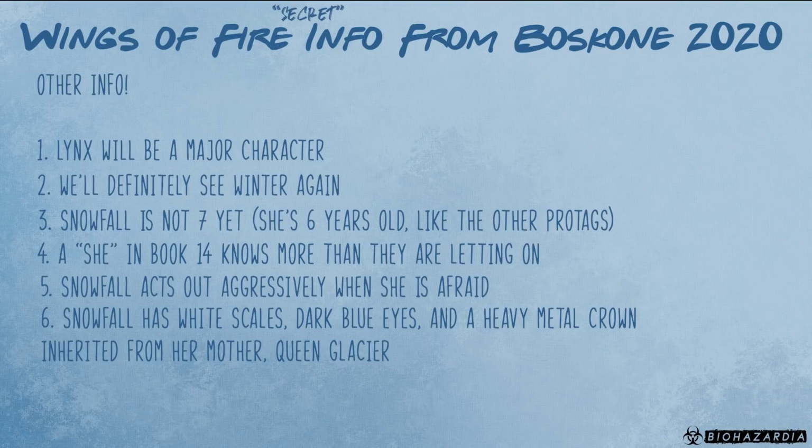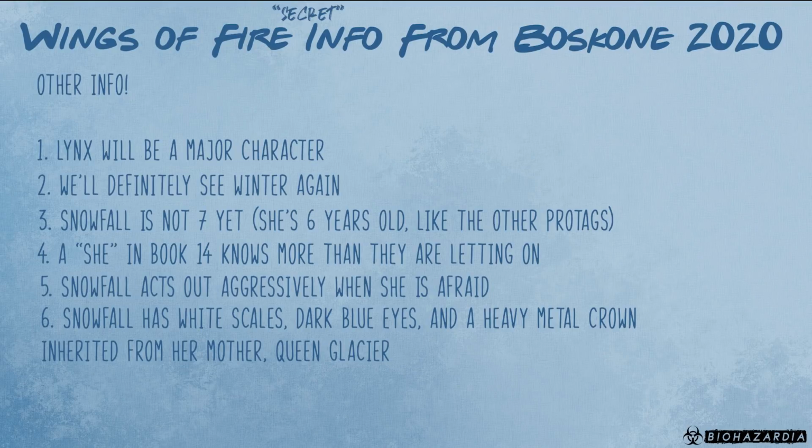But otherwise, TUI said that Snowfall has white scales and dark blue eyes, and she also has a heavy crown that was her mother's with diamonds and metallic spikes that look like icicles. And she says that Snowfall is very excited to get the crown, but then it becomes a source of frustration because it's really heavy and too big for her. And here I'm thinking there's some symbolism.